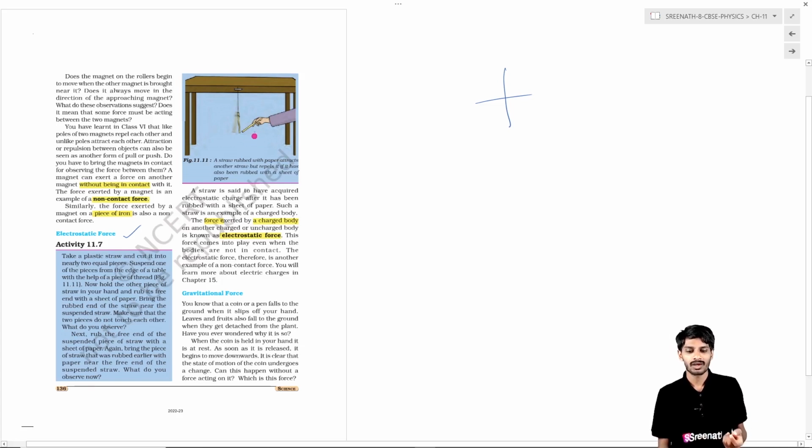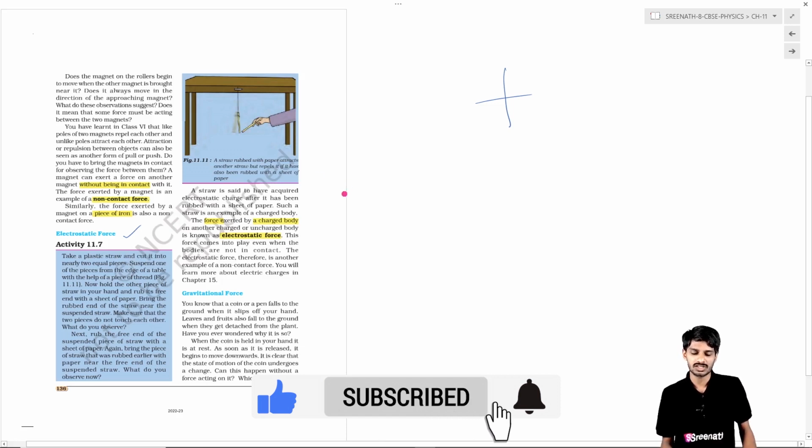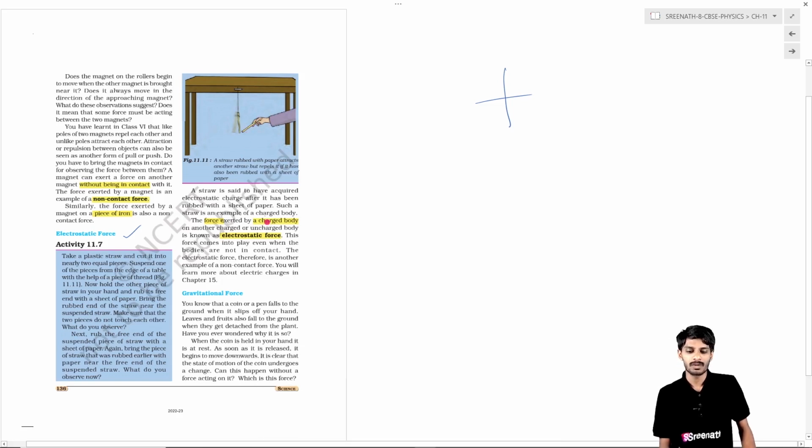And one thing is, we are not touching. There is no contact. So this is called a non-contact force. And here the force is called electrostatic force. Why electrostatic force? When we have rubbed this with the paper, it becomes charged. So basically what happens?